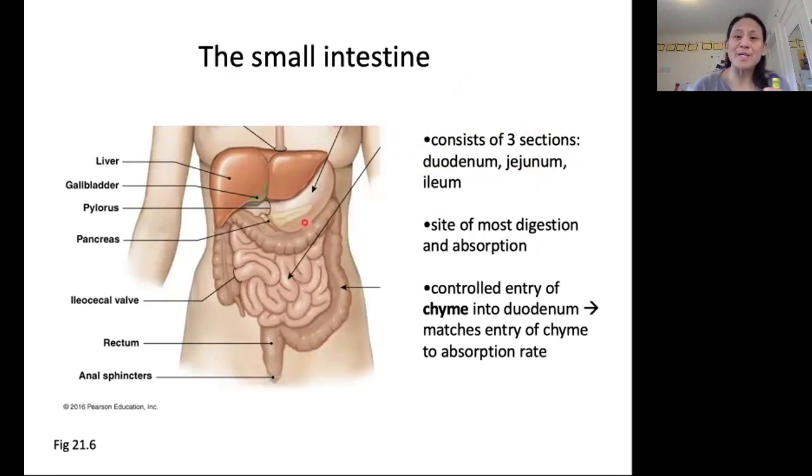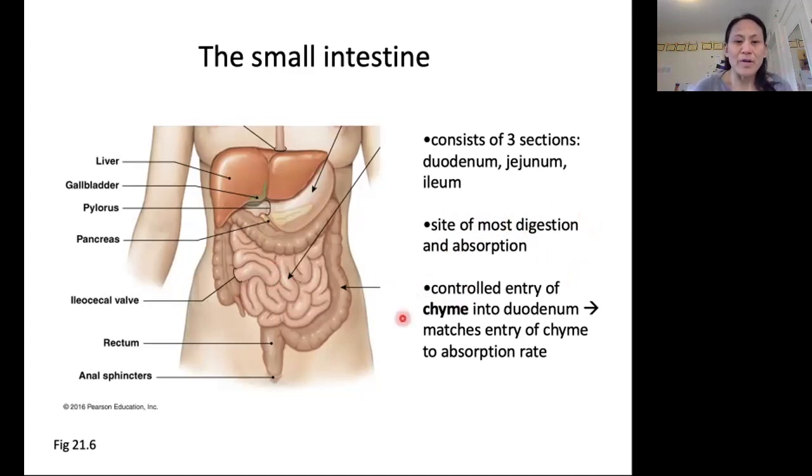The small intestine is really where I think most of the action in the digestive system happens. It's the site of most of our digestion and absorption. So digestion, the breakdown of molecules, and absorption, bringing those materials into our body from the digestive tract. Okay. The entry of our digested food, or our food being digested, into the duodenum is very tightly controlled.